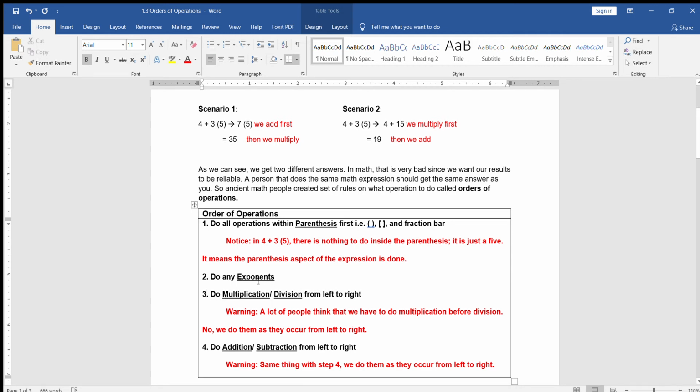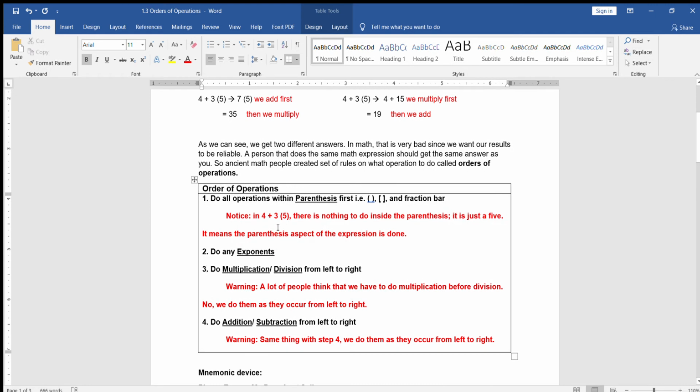So let's do step 2, exponents. If you don't know what exponents are, it's in section 1.2, the video before this. Go check that video out if you haven't. Since there are no exponents, we do multiplication and division from left to right. A lot of people think that just because multiplication is listed first and then division comes second, we always have to do multiplication first.